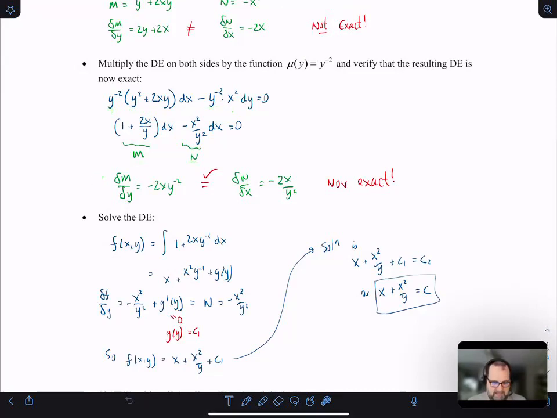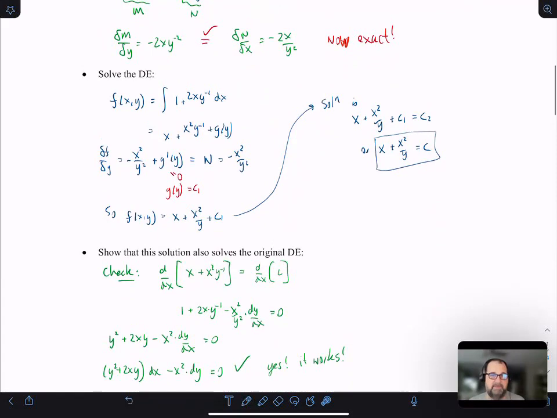If you check it out, again, differentiate the M with respect to y, we get negative 2x y to the minus 2. Similarly, if you do the derivative of N with respect to x, we also get negative 2x over y squared, or negative 2x times y to the minus 2. So this is now an exact DE. That is meant to say now, not non. That is a now. All right, if this DE is now exact, then we can solve it by our methods from section 1.8.